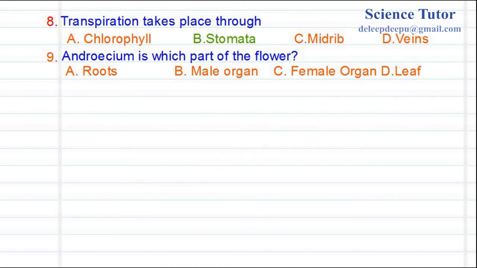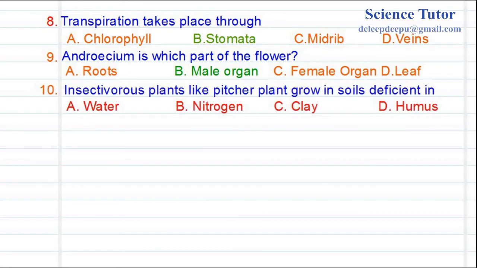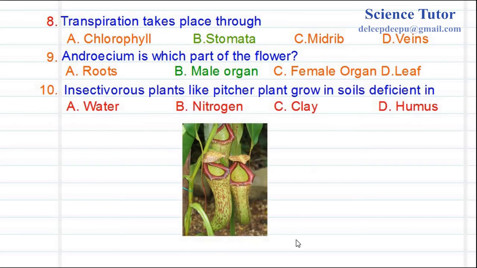Androecium is which part of the flower? Root, male organ, female organ, or leaf? Androecium is made up of the male reproductive part, the stamen. Answer is B. Our next question. Insectivorous plants like pitcher plant grow in soils deficient in dash. Most plants take nitrogen from nitrates in the soil. But insectivorous plants like pitcher plant live in marshy places where nitrates are not sufficient. Here the option is nitrogen.